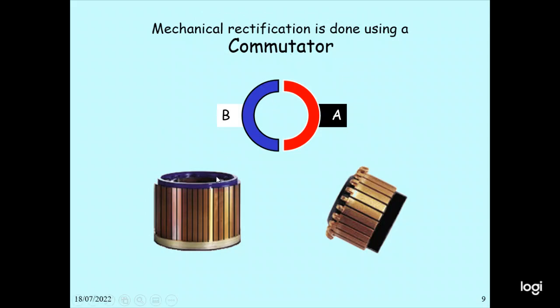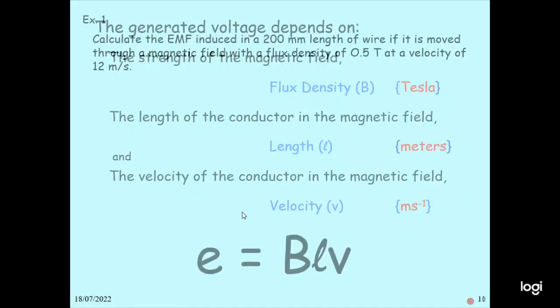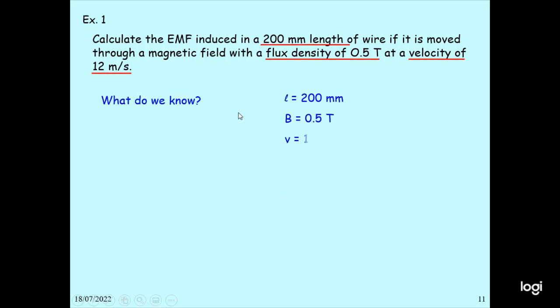So the generator voltage depends on the flux density B in Tesla, the length L in meters, and the velocity V. So E equal to BLV. So we have to calculate the EMF induced in a 200 millimeter length of wire if it is moved through a magnetic field with a flux density of 0.5 Tesla at a velocity of 12 millimeters per second. What do we know? We know L is 200 millimeter, B equal to 0.5 Tesla, and the velocity V is 12 millimeters per second. What do we want to know?